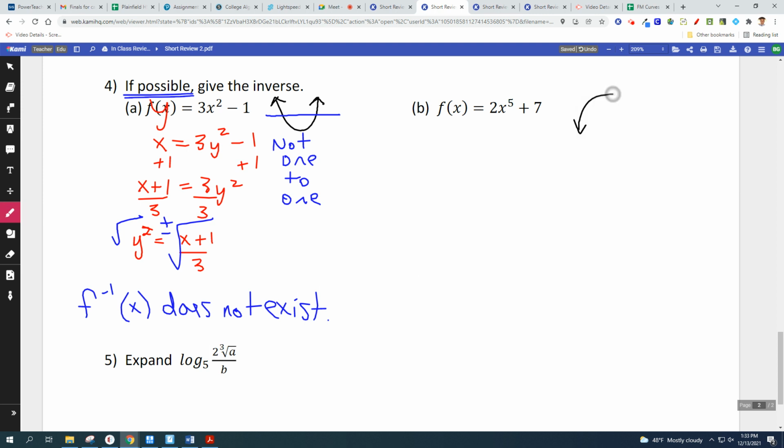An x to the fifth graph kind of reminds me of an x to the third graph, I guess. This one is going to exist. So let's go through these steps here. Call this y. Switch x and y. Oops, that's a 5. We're going to isolate y, so subtract the 7 over here, x minus 7. Divide by 2. Y to the fifth.